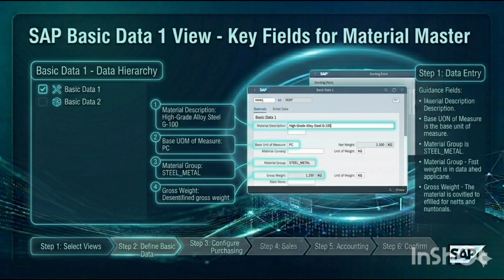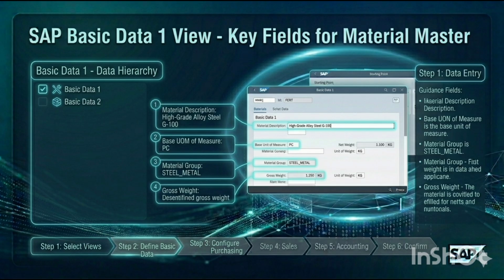In the next view, purchasing, this view is essential if the material is procured from external vendors. Key fields include purchasing group, maybe the responsible buyer, order unit, purchasing value key, goods receipt processing time, and under or over delivery tolerances.